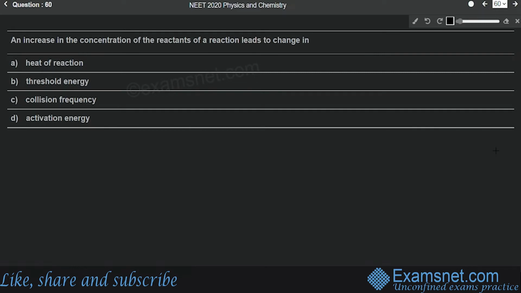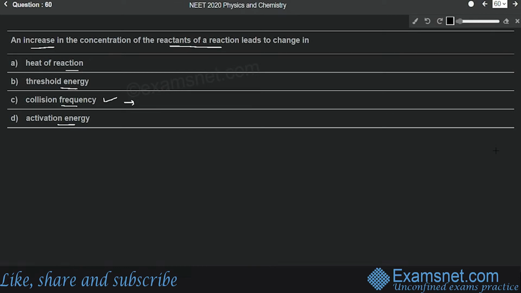Question number 60 is from the chapter Chemical Kinetics, and the question is, an increase in the concentration of the reactants of a reaction leads to change in, options are heat of reaction, threshold energy, collision frequency and activation energy. So the correct option is option C, that means collision frequency.